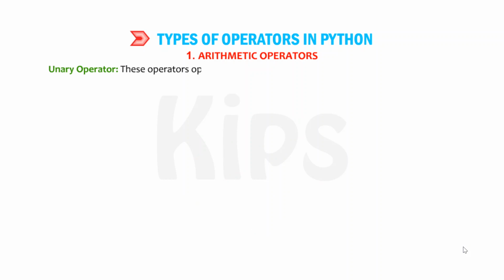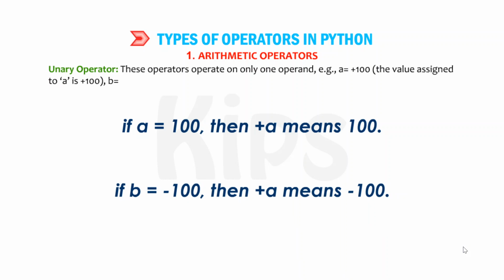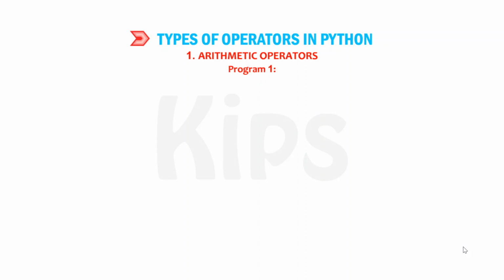These operators operate on only one operand. Example, A equals to plus 100. The value assigned to A is plus 100. B equals to minus 100. The value assigned to B is minus 100. Program 1.